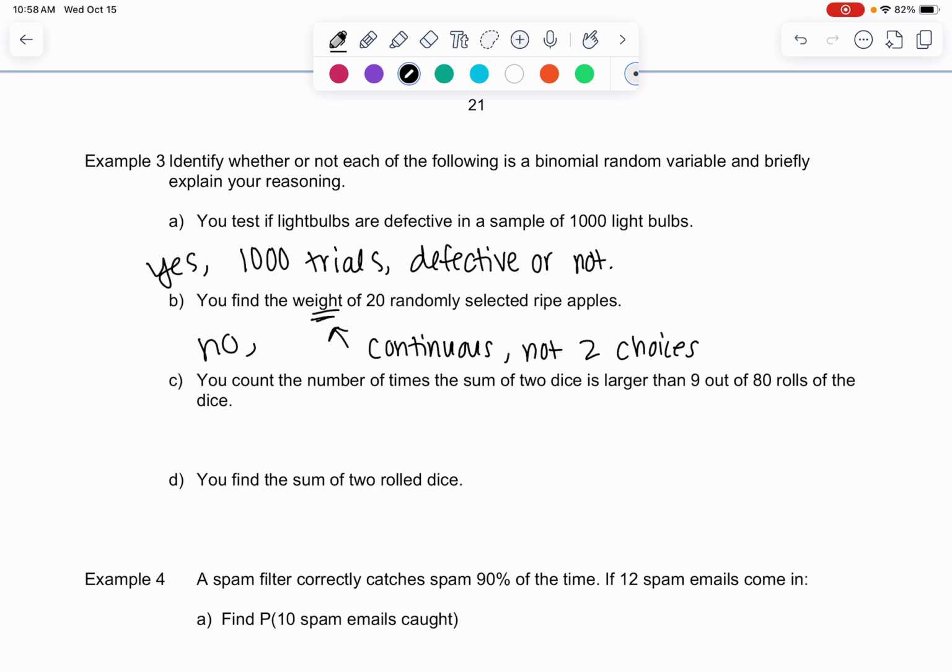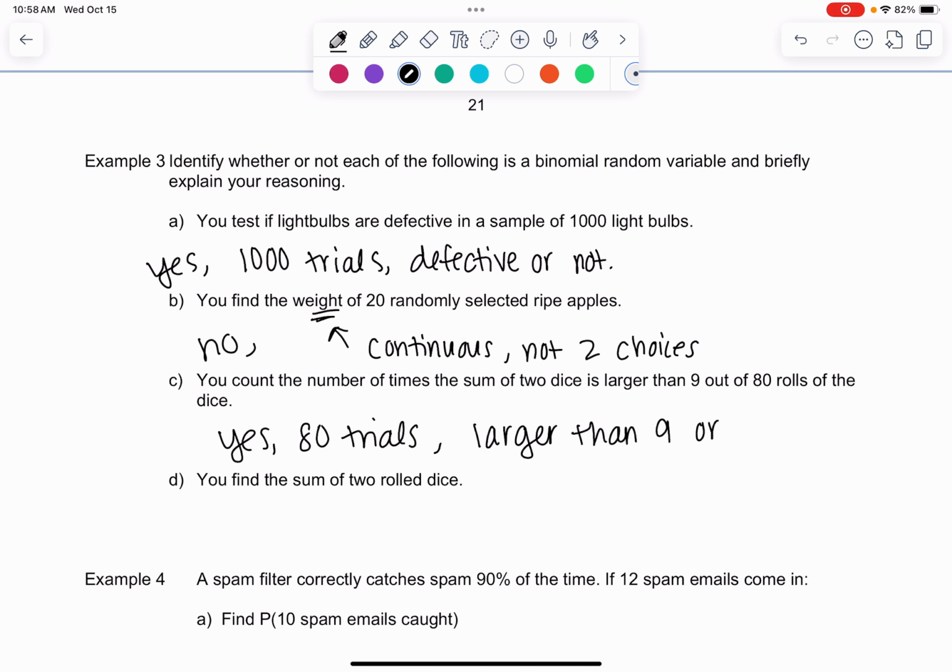If I count the number of times that the sum of two dice is larger than 9 out of 80 rolls, in a weird way, this is binomial because we have 80 trials and they're identical. And then even though we're looking at the sum of two dice, we're basically looking at larger than 9 or not. So there's only two choices. So larger than 9, 10, 11, 12 are all getting grouped together. Anything 9 or smaller is getting grouped together. So it's larger than 9 or not. Versus the actual sum of two dice, this would have too many choices. So hopefully that helps us see the difference.